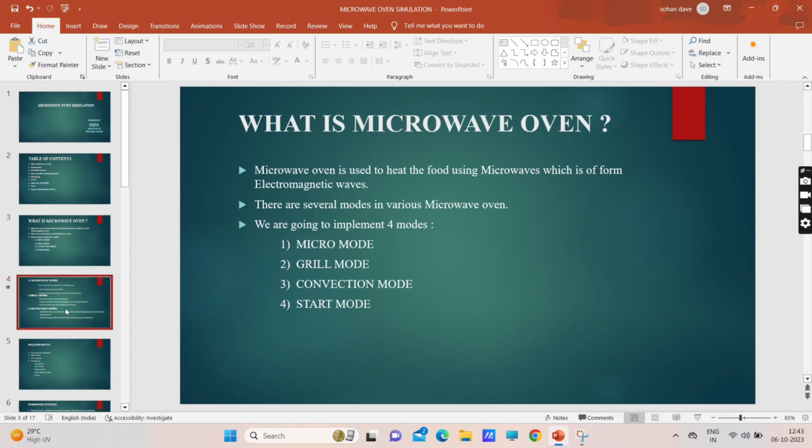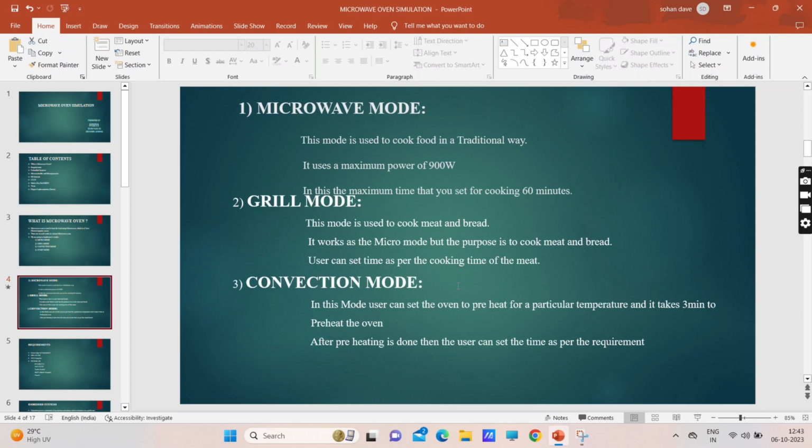So in the microwave mode, which is used to cook the food in a traditional way, it uses a maximum power of around 900 volts and the food takes time of around 60 minutes. Second mode is grill mode. This is used to cook meat and bread. It uses micro mode, but the purpose is to cook meat. User can set the time as per the cooking time.